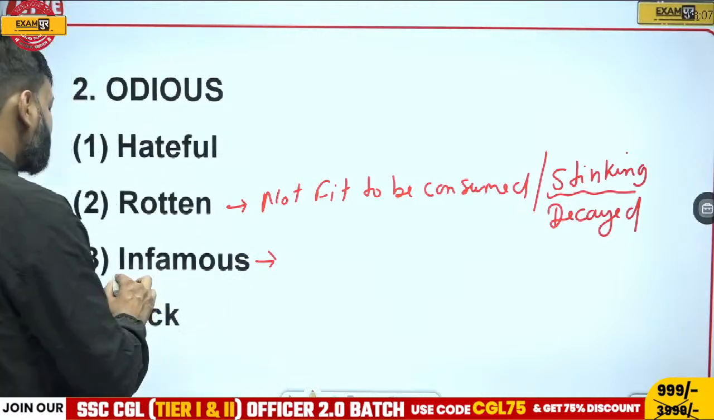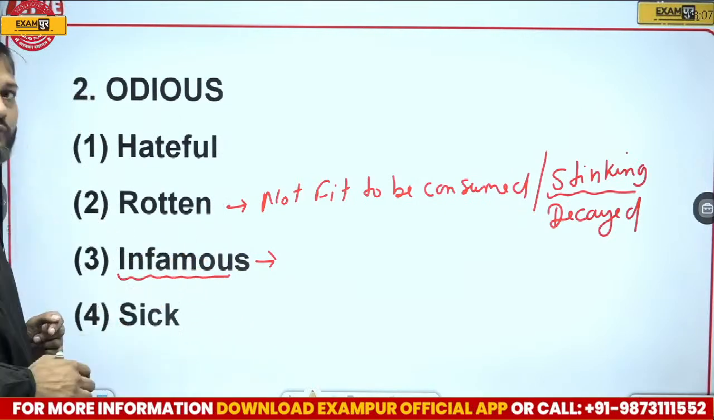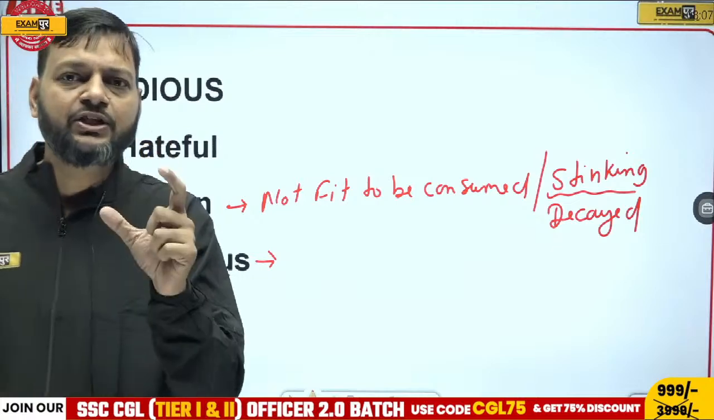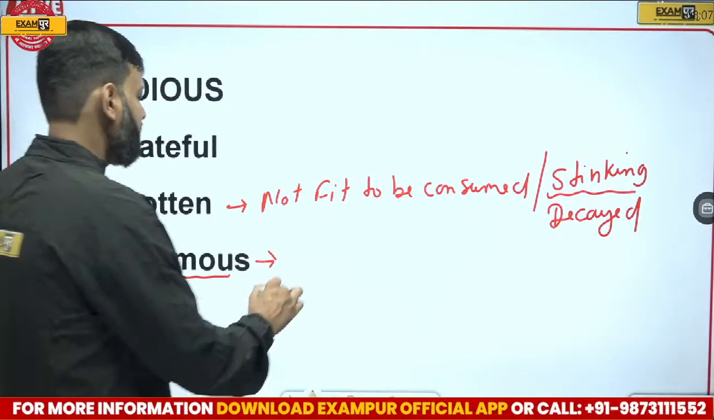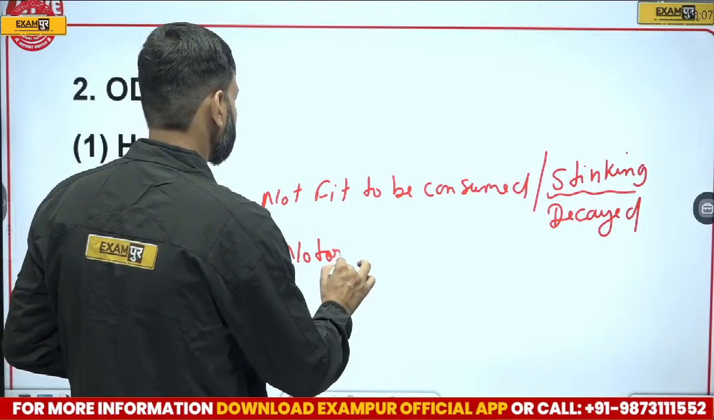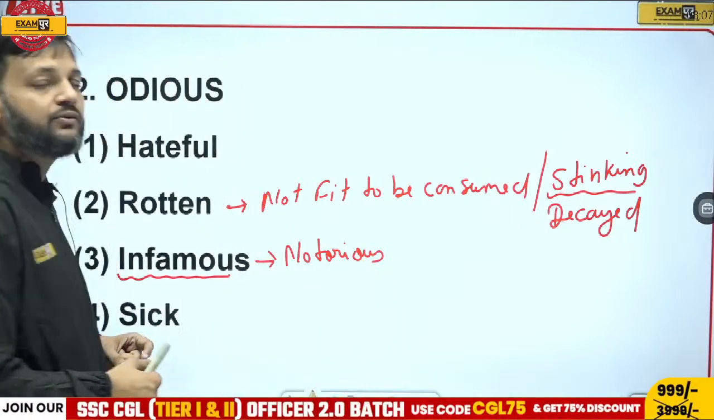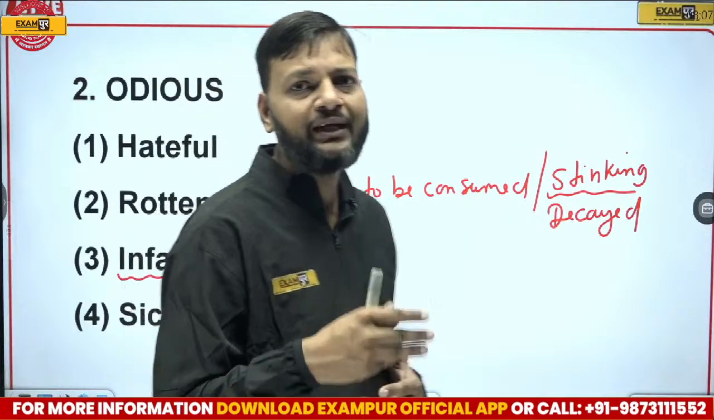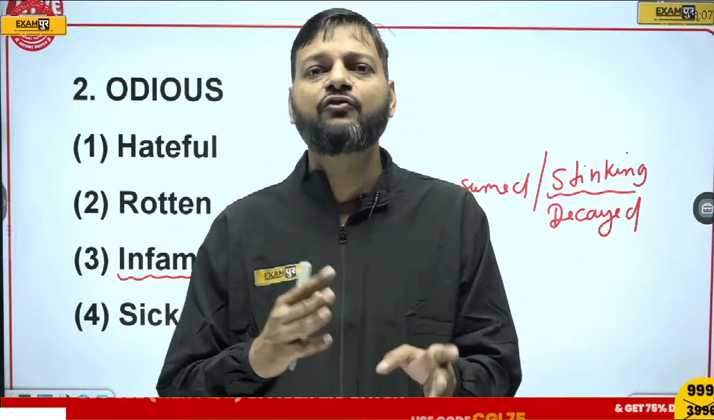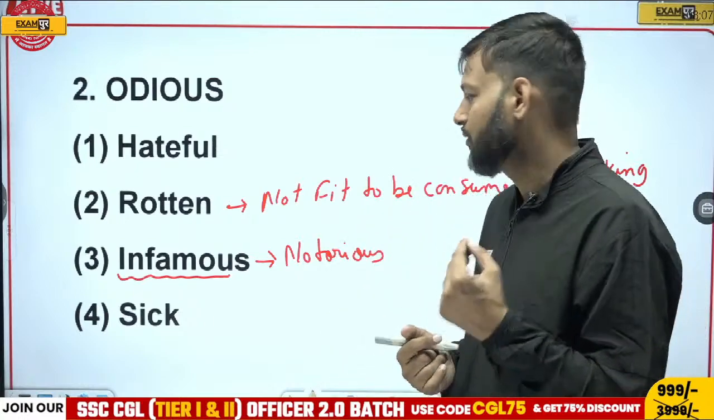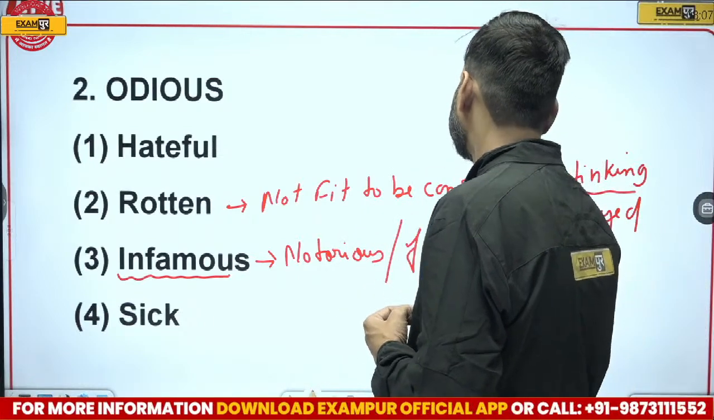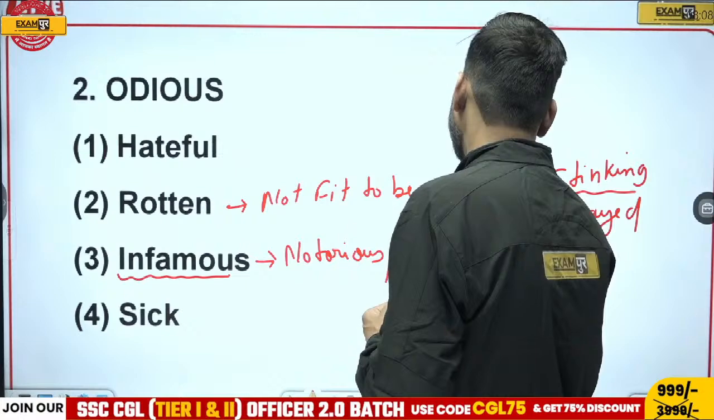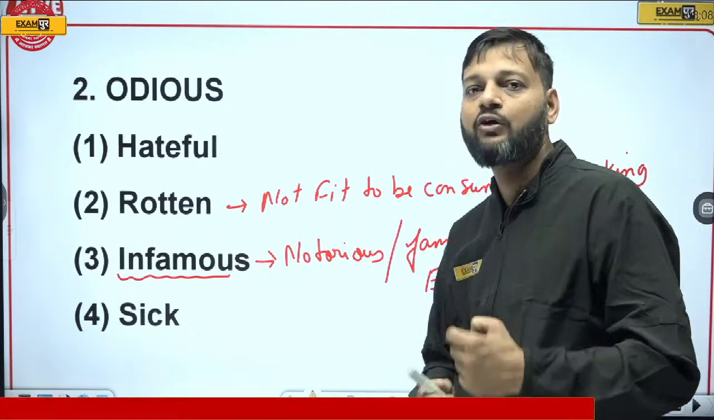The word infamous. Now, many students get confused in this word, infamous. Always remember that infamous is not the antonym of famous. Infamous means notorious. And what does notorious mean? Notorious means when someone is famous for his wrong works, for his wrong deeds, famous for evil. He is called notorious.